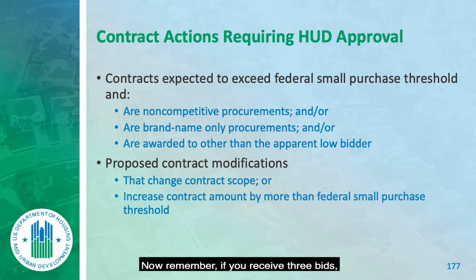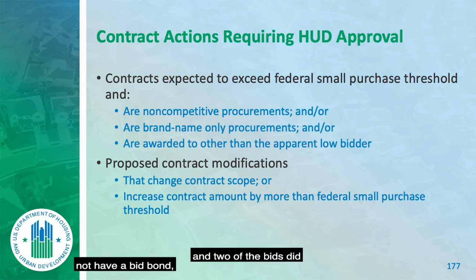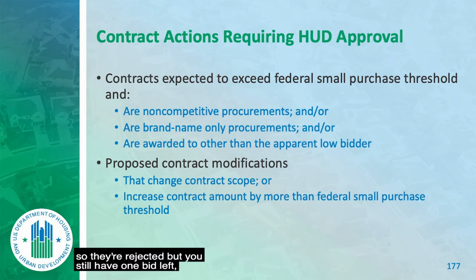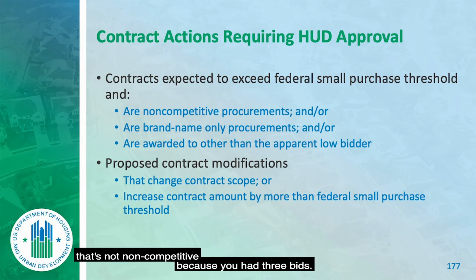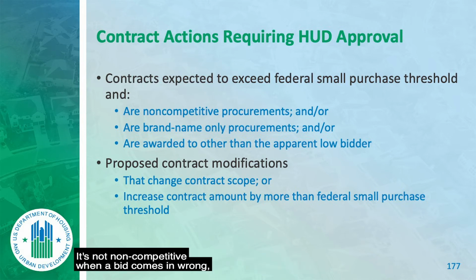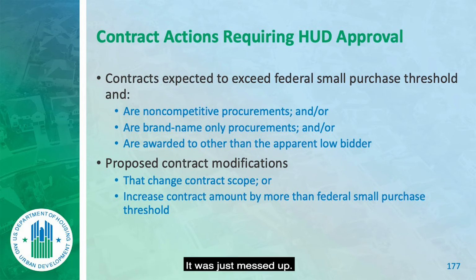Now remember, if you receive 3 bids and 2 of the bids did not have a bid bond, so they're rejected, but you still have 1 bid left, that's not non-competitive because you had 3 bids. It's not non-competitive when a bid comes in wrong or a proposal comes in wrong. You did receive it, it was just messed up.